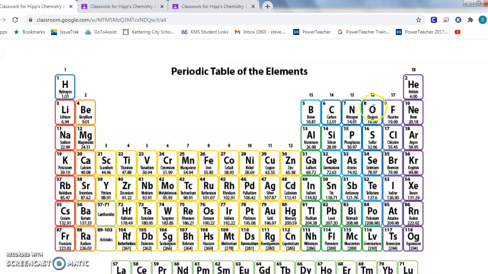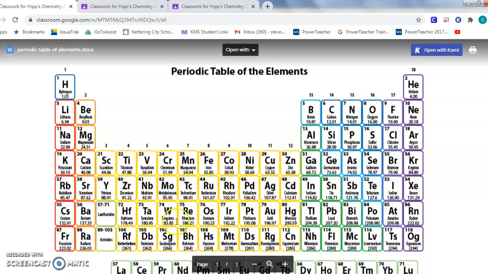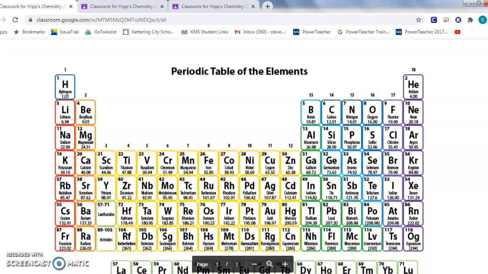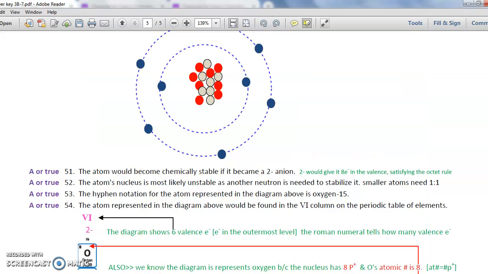Here's oxygen. There should be 8 protons in the nucleus for it to be oxygen. With that in mind, we know the oxygen part is right because there's 8 protons. The hyphen part is expressed correctly. And then the fact that there's 15 particles in the nucleus, 15 nucleons, is expressed correctly. That's true.